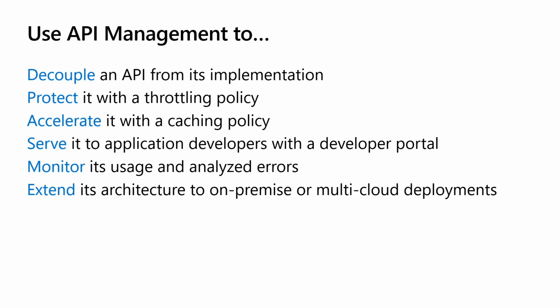We've done it. We were able to use API management to decouple the API from its implementation by importing it into API management. We protected the API with a throttling policy, and we accelerated it with a caching policy. We served it to application developers and API consumers with a built-in developer portal in API management, which we also customized to match the branding of Tailwind Traders. We also monitored the usage of our API with built-in analytics and with Application Insights. And lastly, we extended the architecture to a hybrid scenario where the API gateway was running on my local host machine.